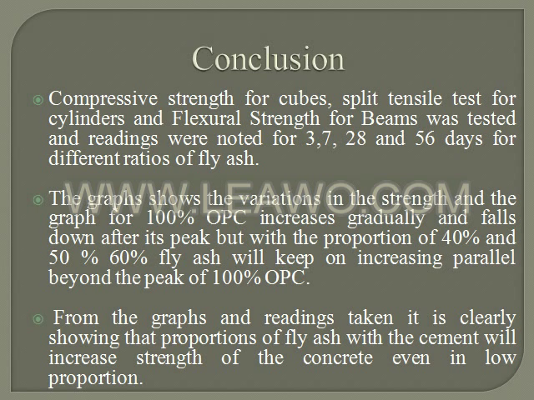Conclusion. Compressive strength for cubes, split tensile test for cylinders and flexural strength for beams were conducted and readings were noted for 3, 7, 28 and 56 days for different ratios of fly ash. The graph shows the variation in the strength, and the graph for 100% OPC increases gradually and falls down after its peak, but with the proportions of 40% and 50-60% fly ash the strength keeps on increasing beyond the peak of 100% OPC. From the graph and readings taken, it is clearly showing that the proportion of fly ash with the cement will increase the strength of the concrete even in low proportion.